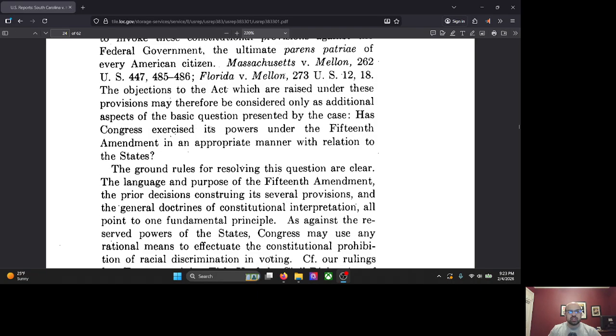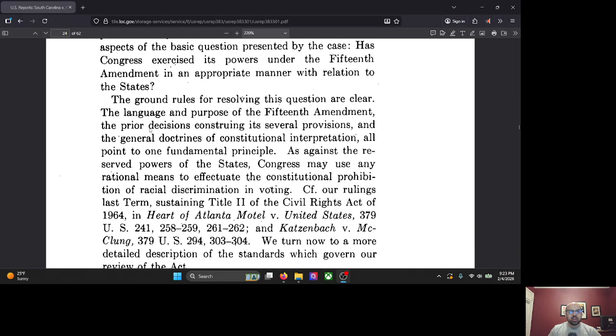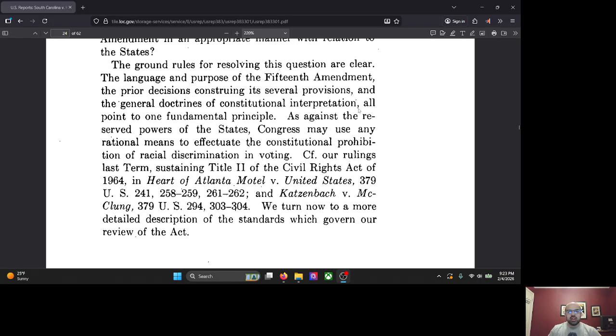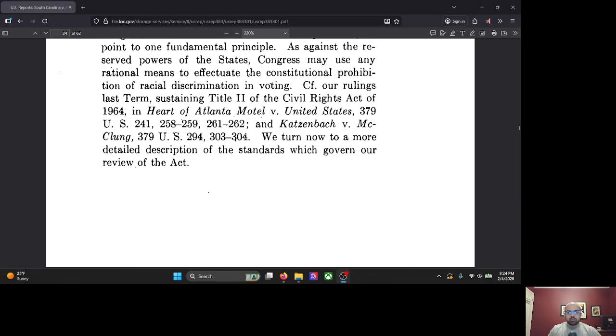Has Congress exercised its powers under the 15th Amendment in an appropriate manner with relation to the states? The ground rules for resolving this question are clear. The language and purpose of the 15th Amendment, the prior decisions construing its several provisions, and the general doctrines of constitutional interpretation all point to one fundamental principle. As against the reserved powers of the states, Congress may use any rational means to effectuate the constitutional prohibition of racial discrimination in voting. We turn now to a more detailed description of the standards which govern our review of the Act.